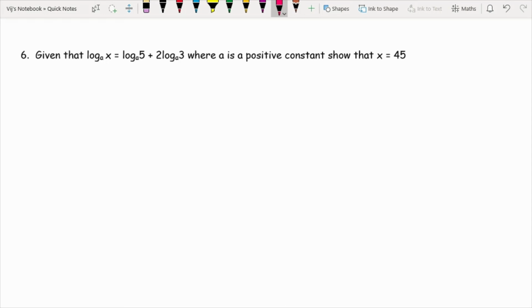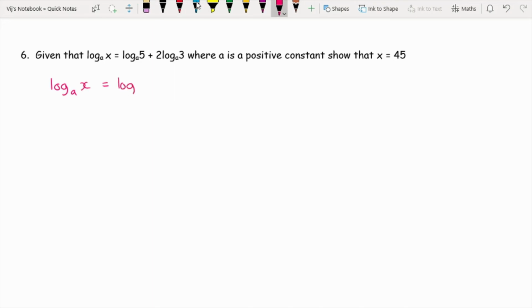So moving on to question 6, the question reads: given that log to the base a of x equals log to the base a of 5 plus 2 log to the base a of 3, where a is a positive constant, show that x equals 45. So it's also a proof question. If I start by writing the question out, sometimes it's a little bit easier to get more of an understanding of what we actually need to find, and it also helps if you don't copy it wrong, like so.